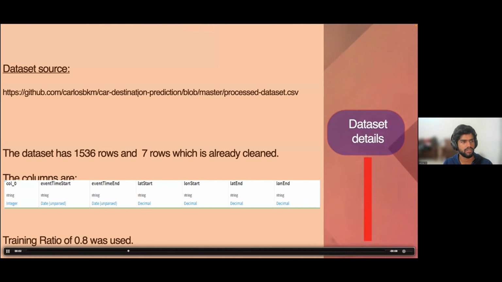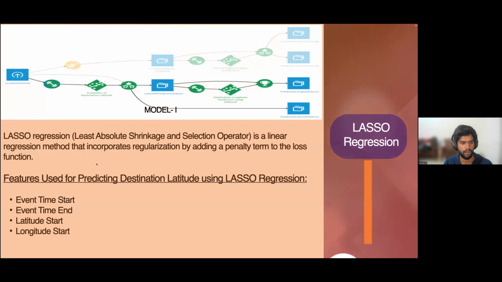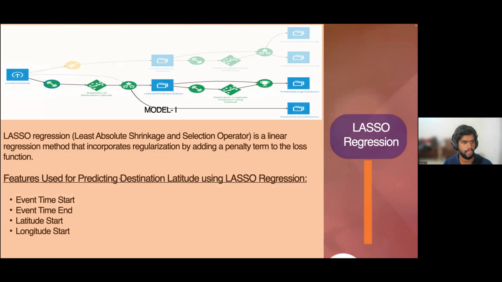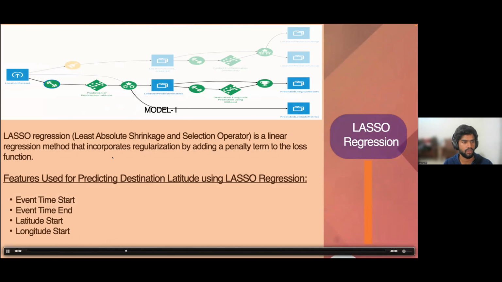As we can see, this is our data source. After opening the dataset in DSS, you can see the view like this. The columns are: when the event time starts, when the event ends, latitude start and longitude start, latitude end and longitude end. You can see everything in decimal values. The training ratio is set to 0.8 and the test ratio to 0.2.